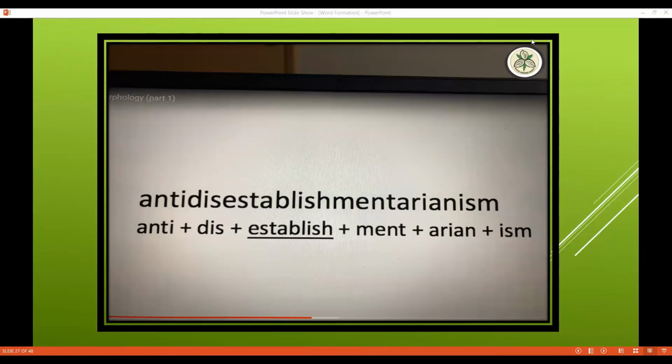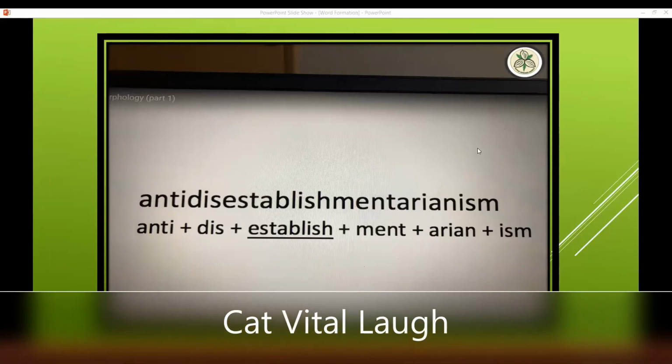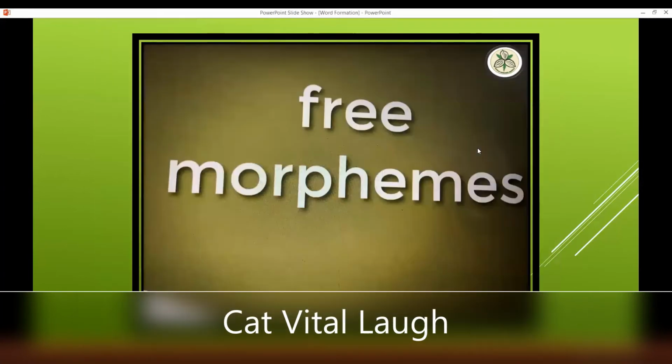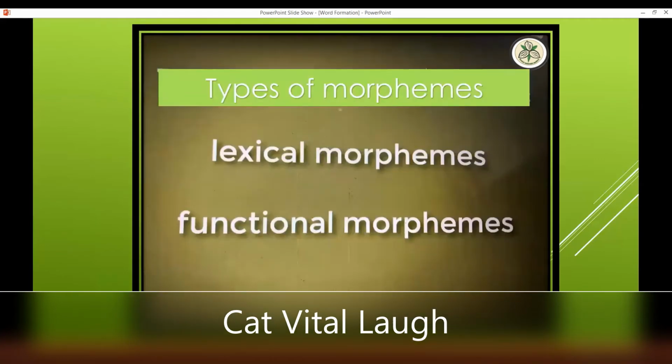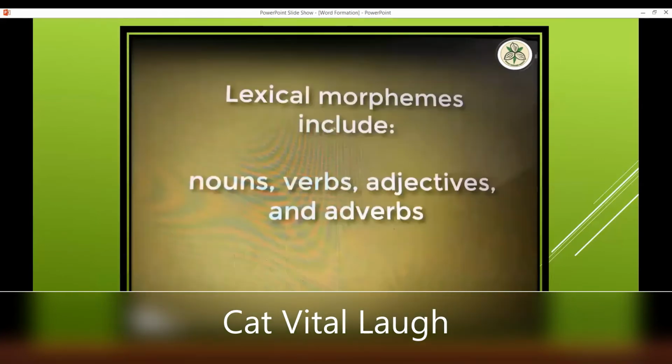Look at them carefully. Hopefully you've got some confidence in your ability to identify the number of morphemes present in a given word. Let's talk about different types of morphemes. First, let's talk about free morphemes. Free morphemes are those that can stand alone as individual words in a language.